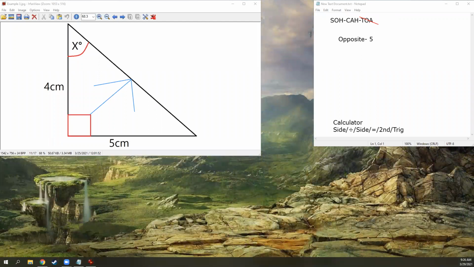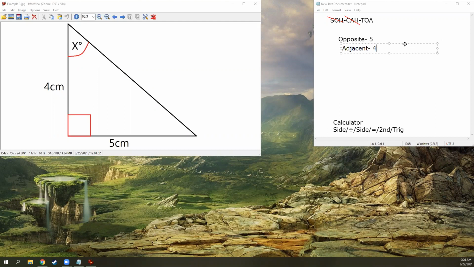Wait, whoops, I messed that up. Ignore that, I'm very wrong. If there's no h, then it has to be that one because this one uses an h, which we don't have. So it has to be the one without an h. It has to be TOA. And that makes more sense as we look at what 4 is, because 4 is next to the angle, but it is not the hypotenuse, which makes it adjacent. Cool.